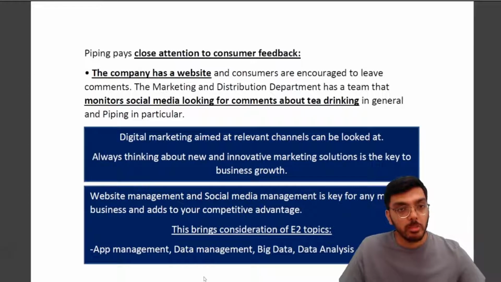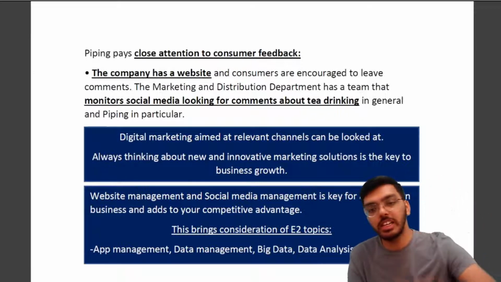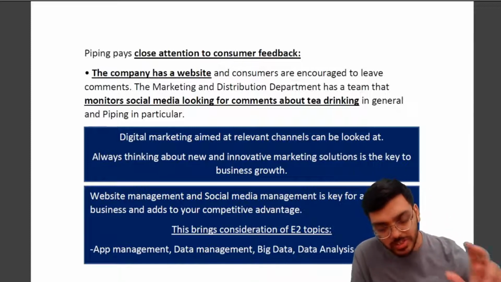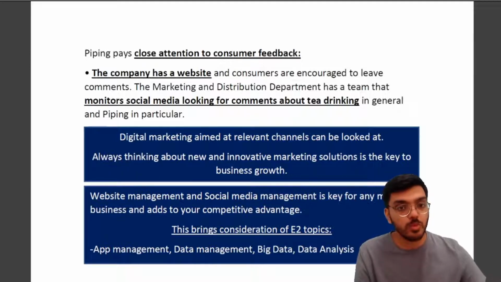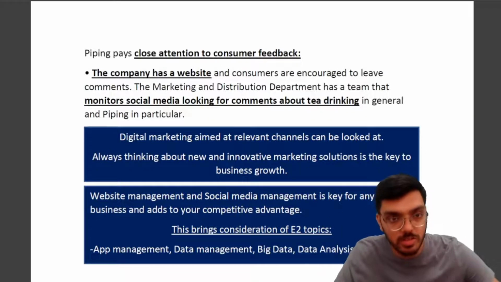Moving on, piping pays close attention to consumer feedback. The company has a website. Now they're finally telling us that we have a website. Up until now, they were saying that our major sales channel was through supermarkets. Now they're saying that the company has a website. But let's see if this website is actually able to take orders or it's just for online presence.